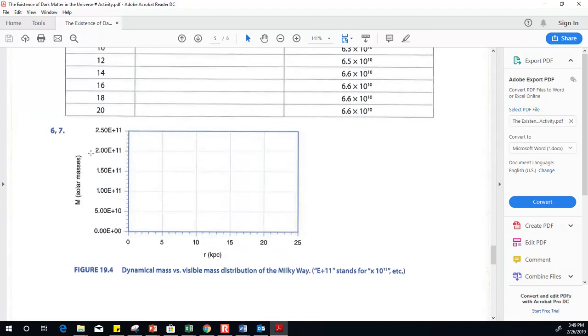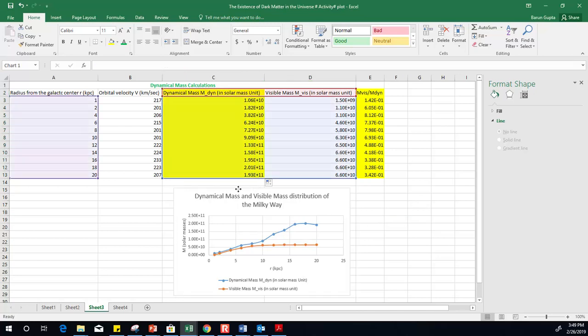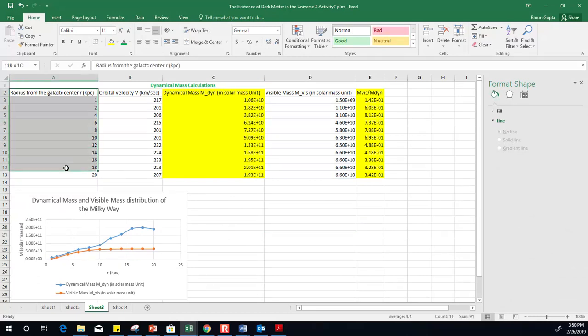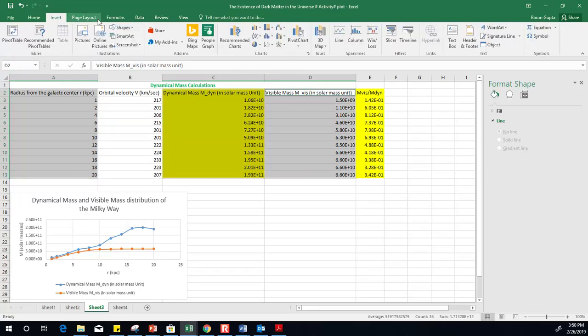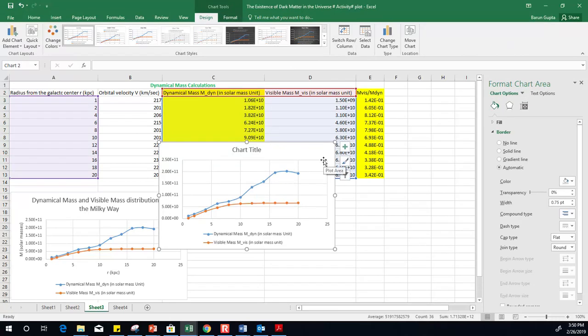Now for problems number 6 and 7, you have to plot the dynamical mass with the visible mass. We calculated the dynamical mass, the visible mass is given, and here is the plot. Here is how I plotted it with the distance. I selected this column, pressed the control button, selected these two columns here, went to insert and to the graph, and that's how you plot it. Then you can label the axes and put the title.